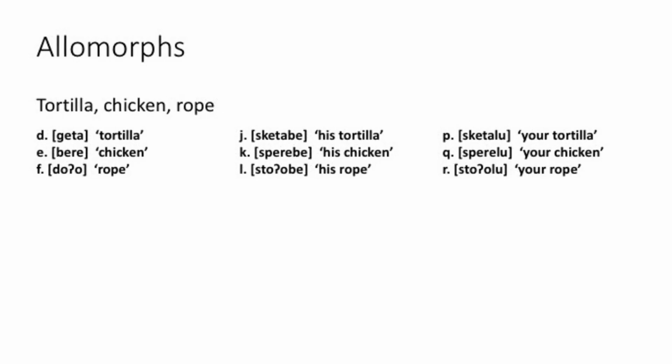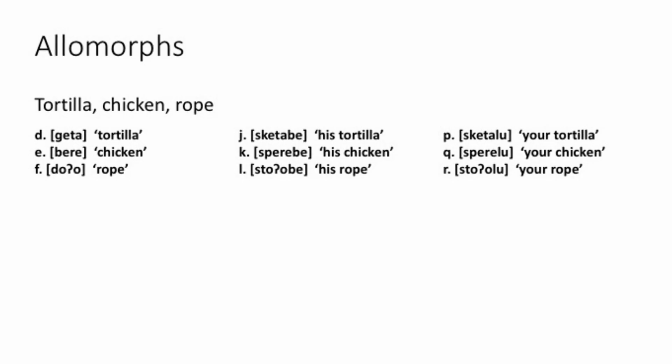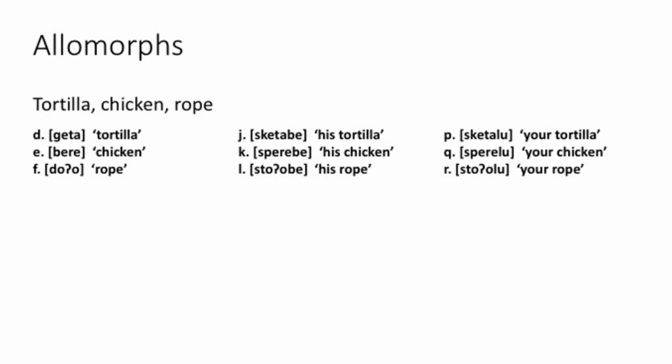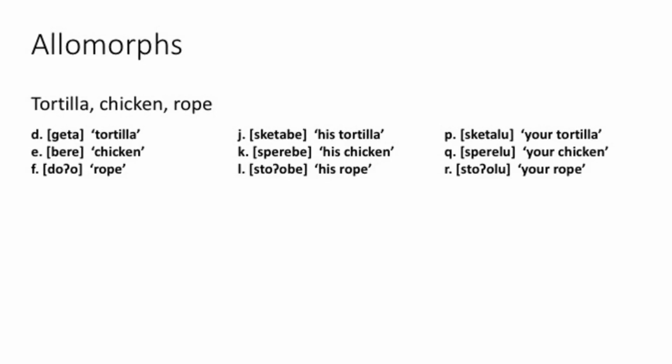Now let's look at the allomorphs, and we were given the three words tortilla, chicken, and rope. And what we can see in the first column, that is just the stem, and we can see that the word begins with a voiced consonant, g, b, and d. If we look with the prefix s, we notice that the consonant has become unvoiced.